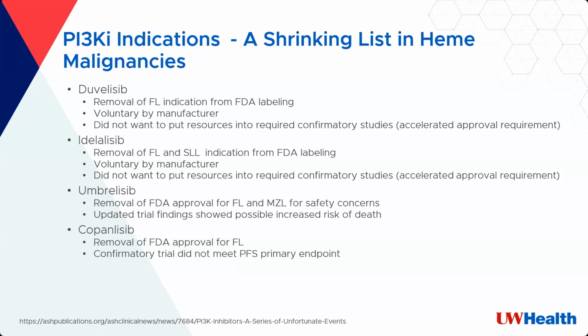Umbralisib was a medication that was totally removed from the market. There were some updated trial findings that showed a possible increased risk of death with this agent. And then copanlisib was an IV PI3 kinase inhibitor that was removed for the indication of follicular lymphoma, which was its only FDA-approved indication. Again, the confirmatory trial didn't meet the primary progression-free survival endpoint.